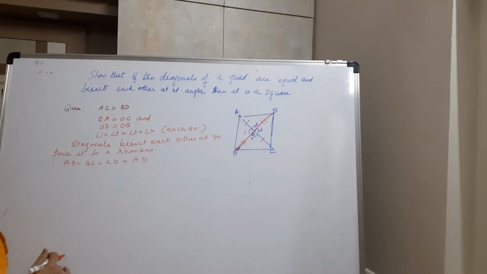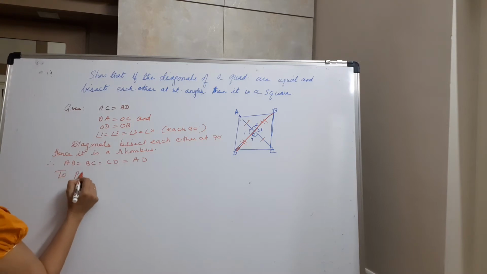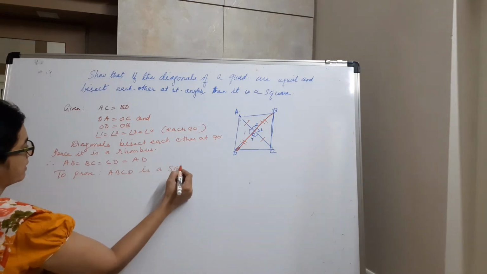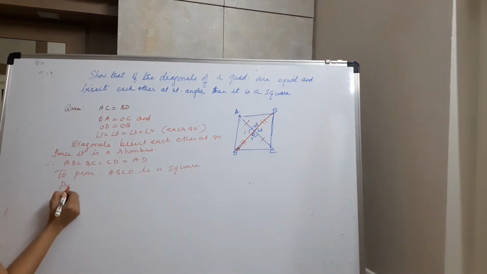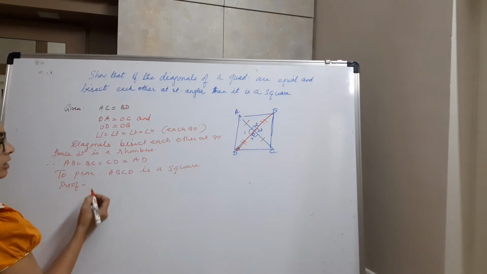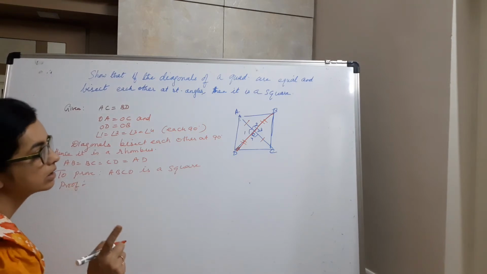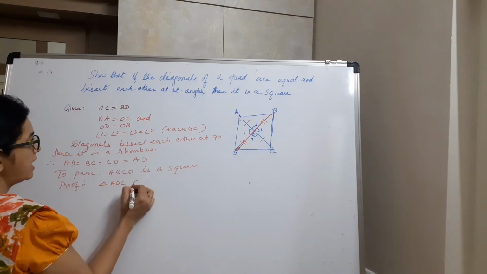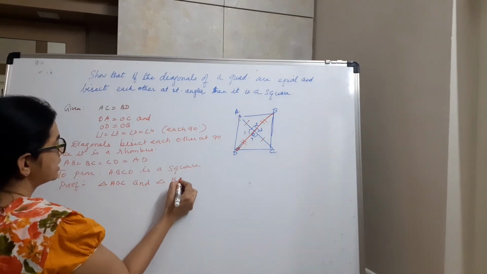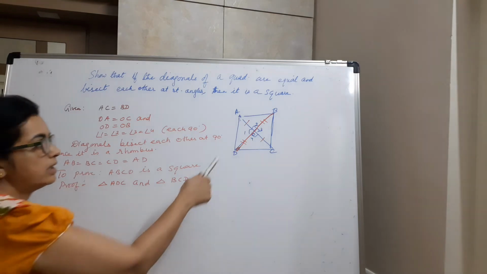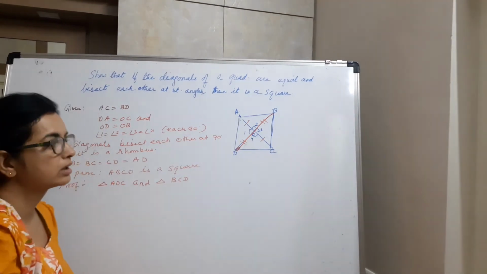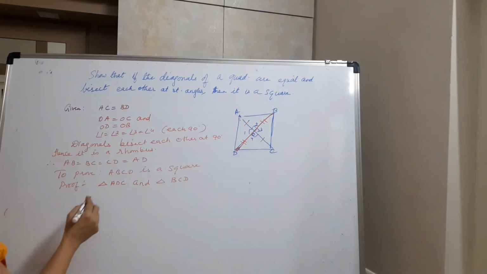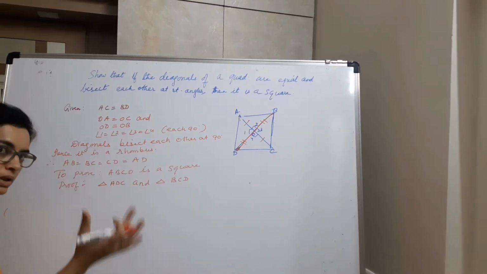Now once we got all this, we have to prove. What we have to prove? ABCD is a square. Proof. Let us take the two triangles which cover both the diagonals. Let us take triangle ADC and triangle BCD. In triangle ADC, the diagonal which I have shown in blue is covered, and in triangle BCD, the diagonal which I have shown in red is covered. So in these two triangles, we have covered both the diagonals.